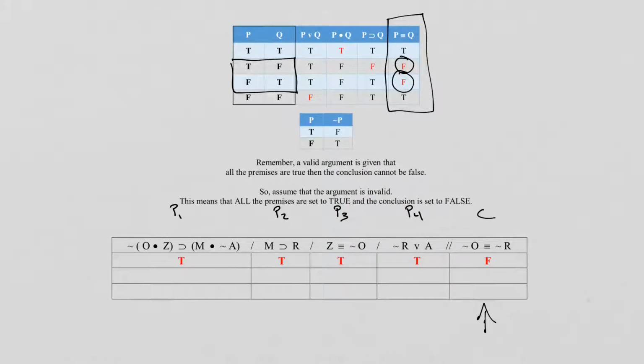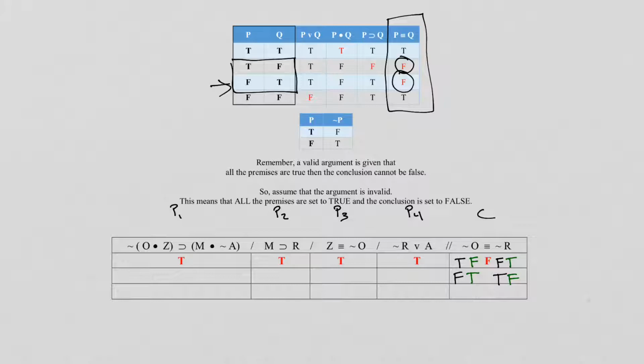Okay, so I need to make not O true, and then not R false, and then I need to do the second one, false and true. Okay, so that automatically tells me that O is false on this line, and then on this line, O is true. And then on the top line here, F is true, and then on the bottom line here, R is false. Okay?